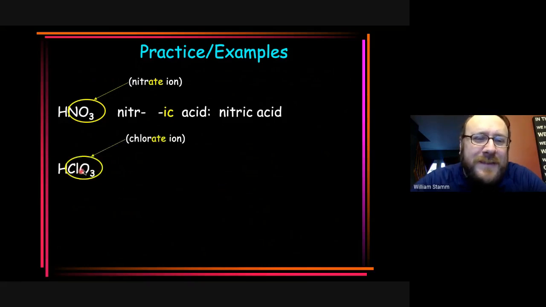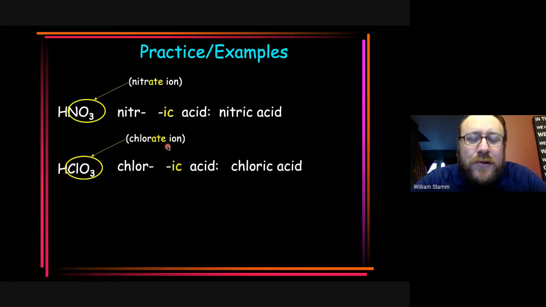HClO3. If you look that one up, ClO3 has an O in it, so it's an oxyacid. It's got an H, so it's an acid. That's a chlorate ion. ClO3 is called chlorate. It's an ate, so you have to put ic, just like nitric acid. So it's chloric acid.